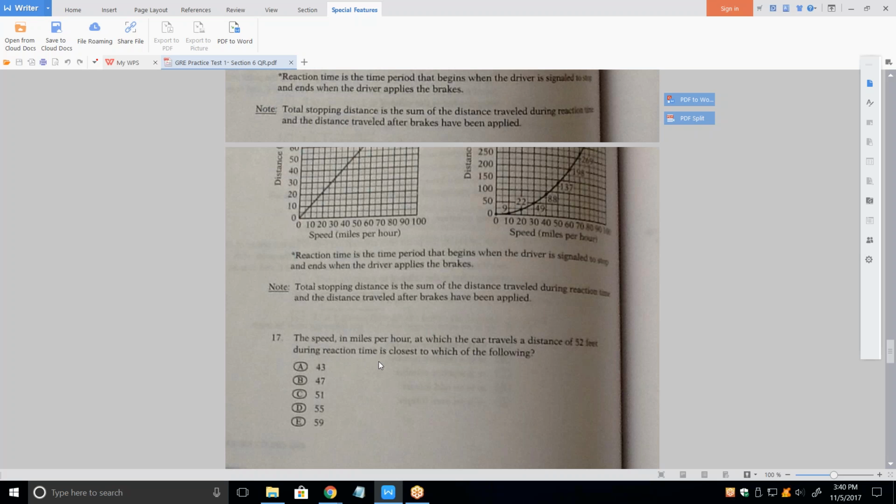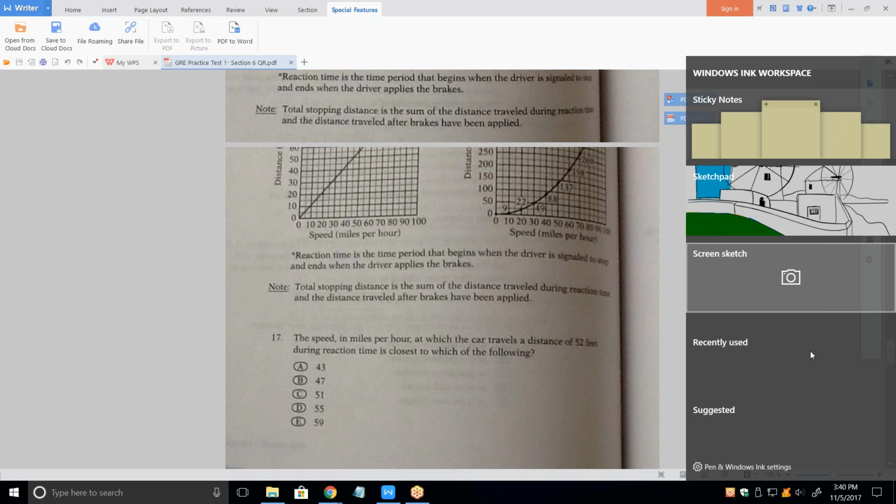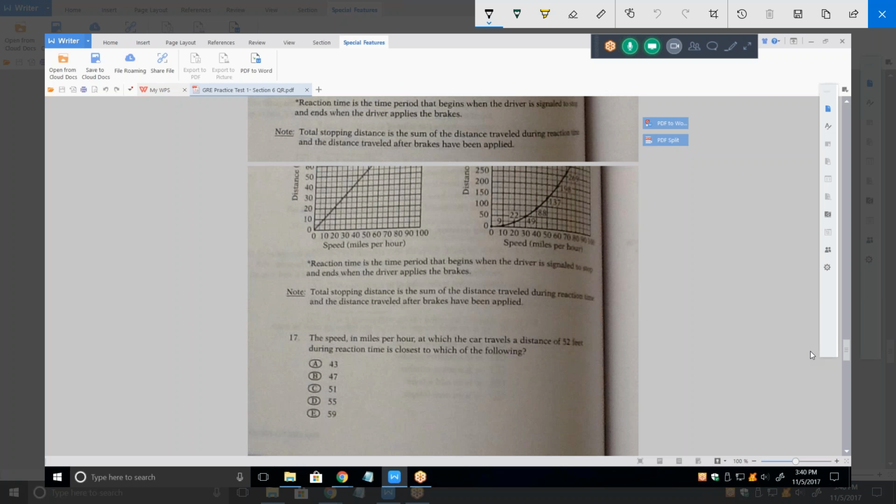Oh, okay, during reaction time. Mm-hmm. So here, okay, can I see the chart again? Okay, so here is 52. Right, it says reaction time is the time period that begins when the driver is signaled to stop and ends when the driver applies the brakes. So don't we need to do both charts?